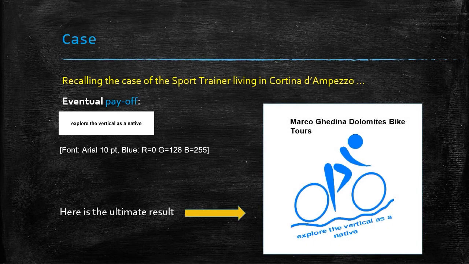Recalling the case of the sport trainer living in Cortina d'Ampezzo, you can imagine integrating the following payoff: "Explore the vertical as a native." By means of a topic word, explore vertical native, the payoff invites bikers to buy Marco Godina tours by promising exclusive and hard trips through paths that only a local can know. This payoff launches a clear invitation message to a specific target biker, that is to say the ones that desire to do mountain biking and to discover unexplored routes in the Dolomites through a local guide.